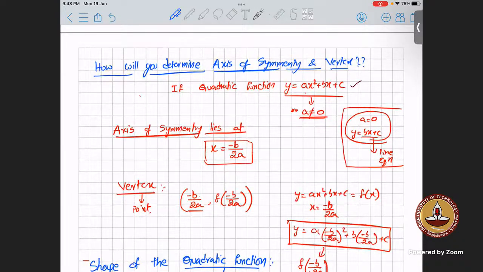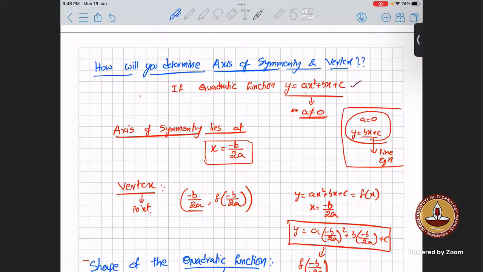No, sir. Sir, is the derivation important? In one question I have a doubt, sir. Yeah, you can ask me. Sir, at axis of symmetry, can we find y? For axis of symmetry, can we find y?